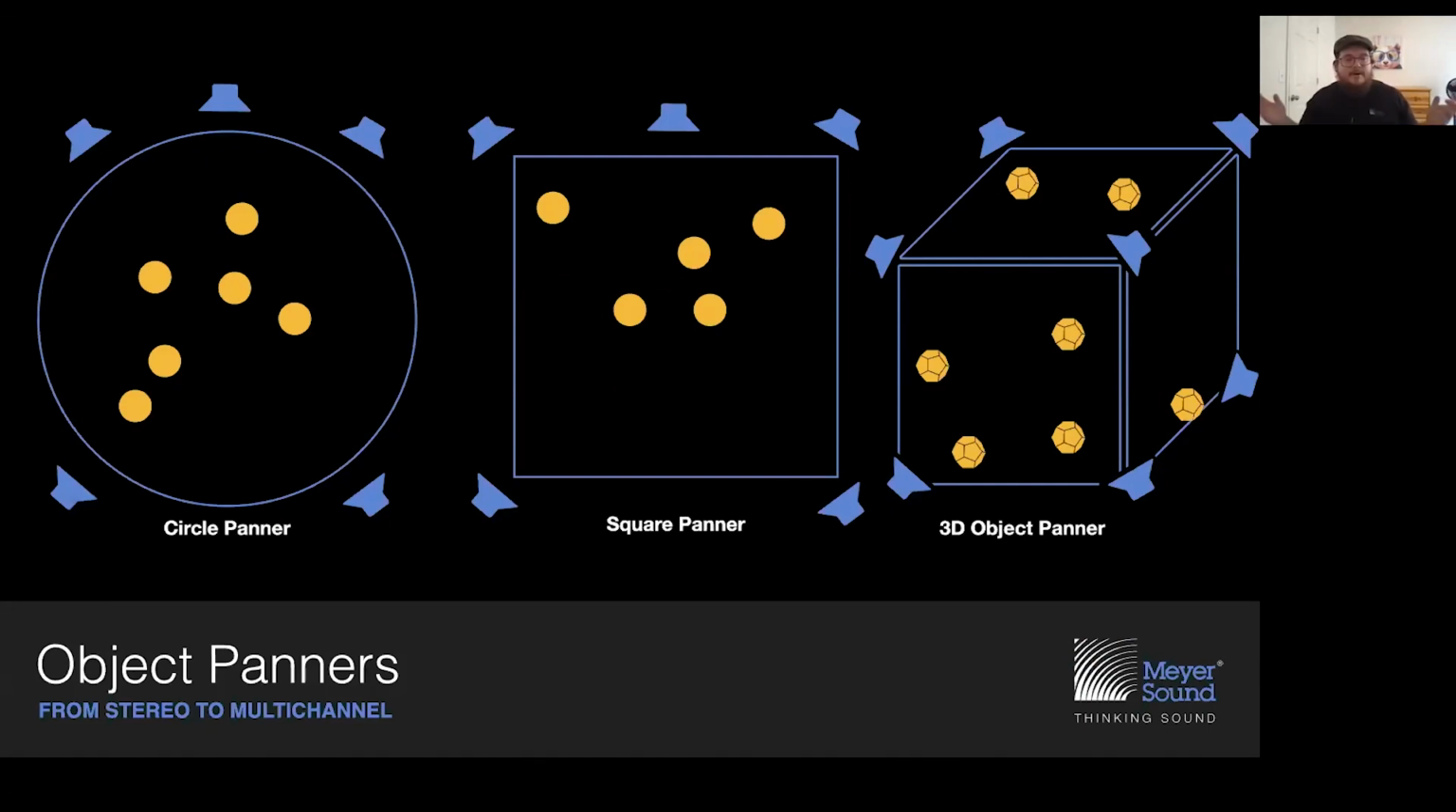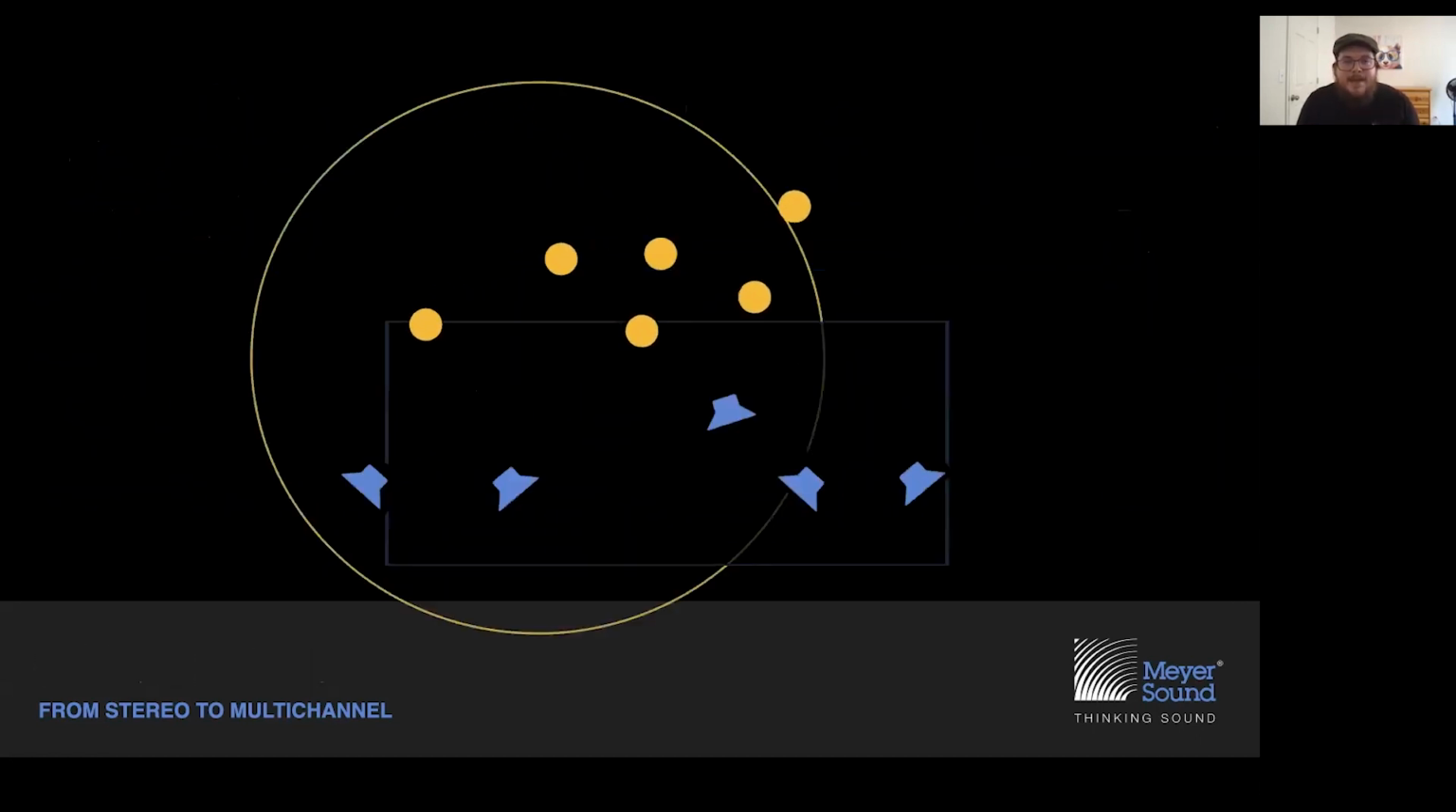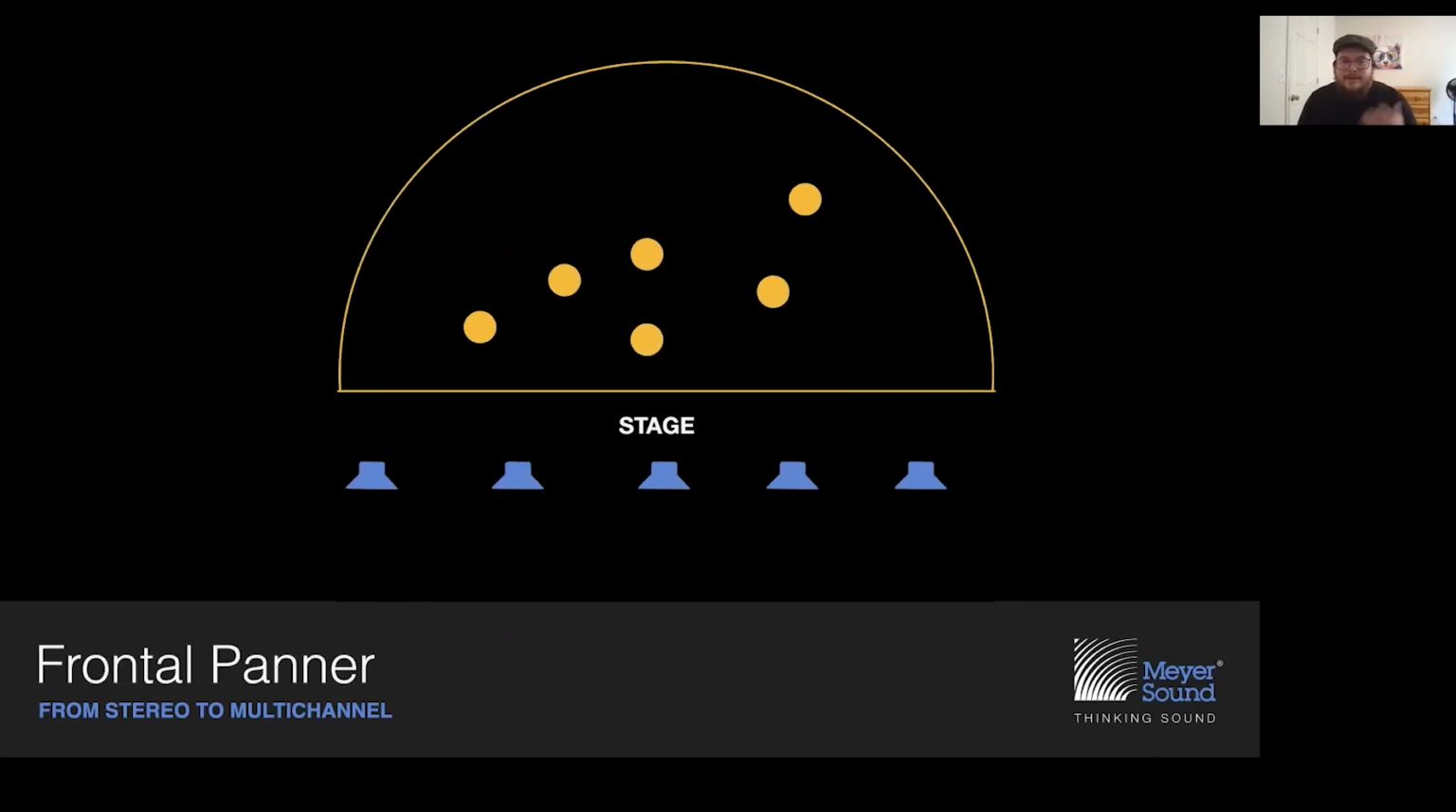And this is what are called object panners. Some are in the shape of a circle, some are in the shape of a square, and some are 3D panners. And so they're really great. They look cool. I like the 3D one, but they're ultimately really hard to control. And now with the frontal panner, you're given something like this from the stage perspective, that looks very similar to, from upstage, downstage, but it's from the stage perspective.